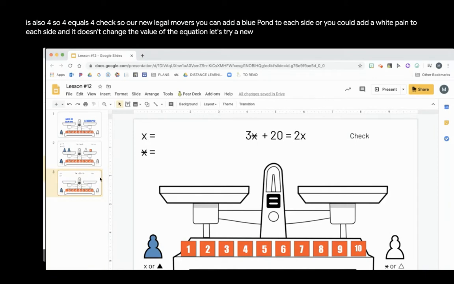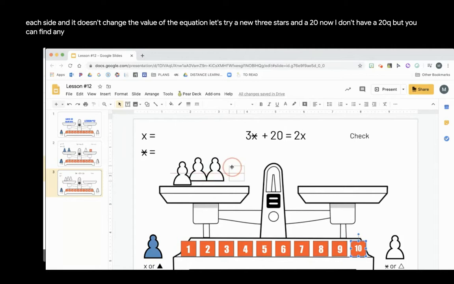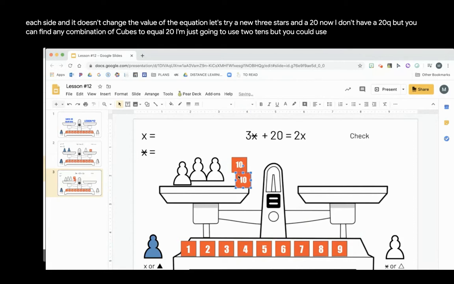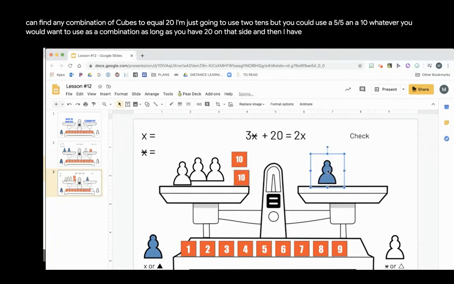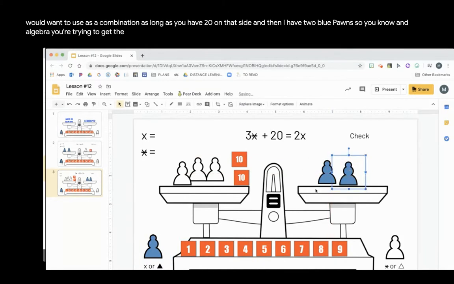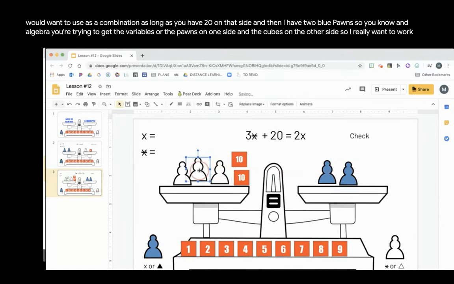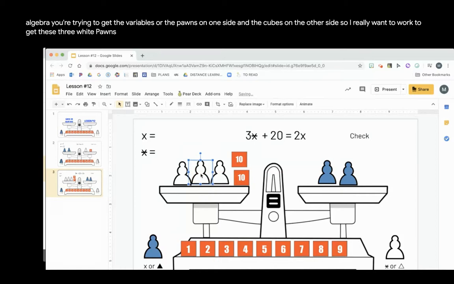Let's try a new equation. We have 3 stars and a 20. Now I don't have a 20 cube, but you can find any combination of cubes to equal 20. I'm just going to use 2 10s, but you could use a 5 and a 10, whatever you would want to use as a combination, as long as you have 20 on that side. And then I have 2 blue pawns. So you know in algebra, you're trying to get the variables or the pawns on one side and the cubes on the other side.